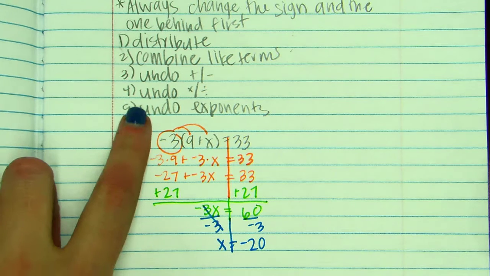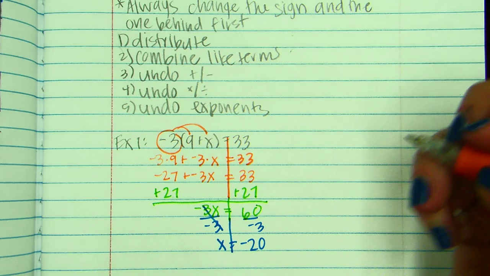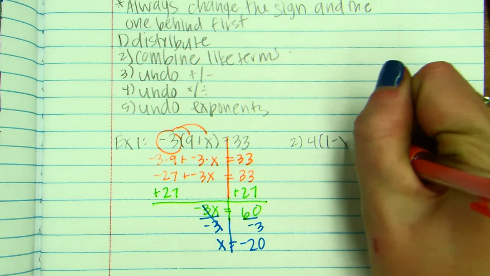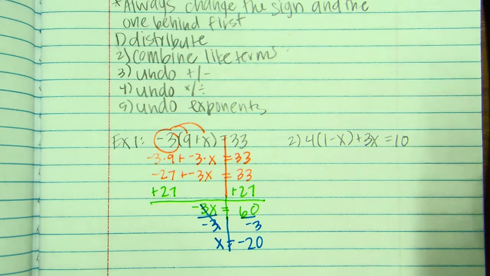Then I would go into step 5, but I don't have any exponents, and the x is by itself, so I know I'm finished. Okay, for our next example, let's do example 2. I'm going to do it over here. 4 times 1 minus x plus 3x equals 10.